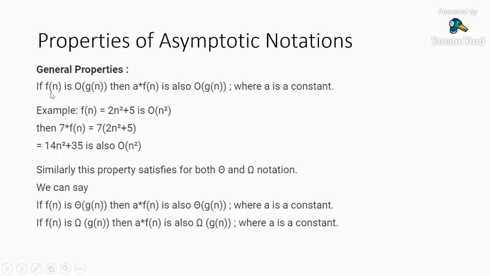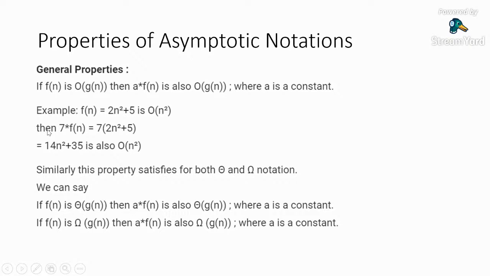See the first property, if f of n is order of g of n, if this is given, then a times f of n is also order of g of n, where a is some positive constant. We can see one example of this. Suppose f of n is 2n square plus 5. Okay, then it is order of n square because the dominating term is n square.